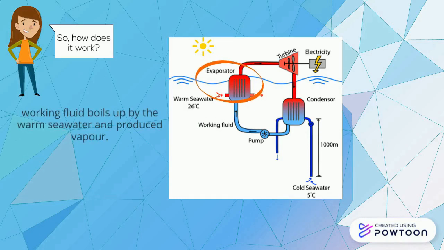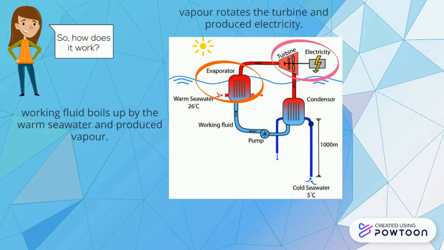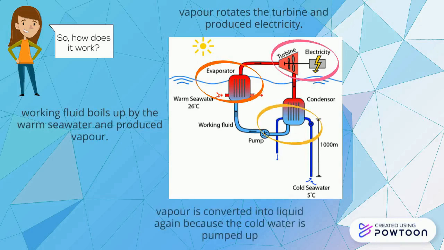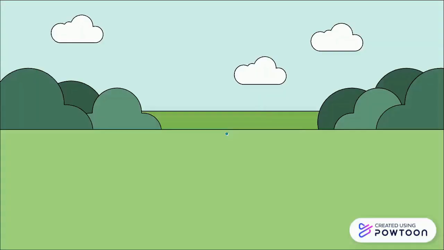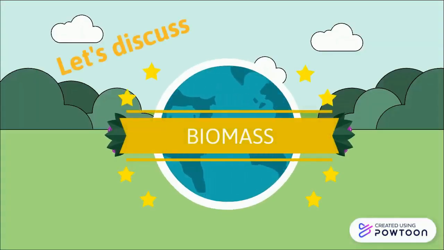First, the working fluid is boiled by the warm seawater and produces vapor. Next, the vapor rotates the turbine and produces electricity. Then, the vapor is converted into liquid again because the cold water is pumped up. Last, the cycle repeats. Now, let's discuss biomass.